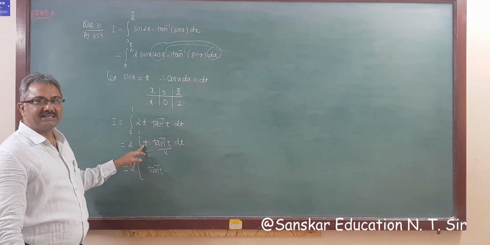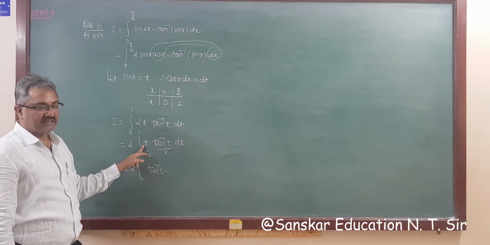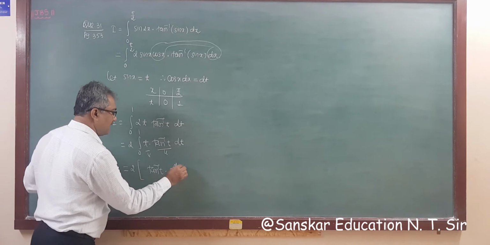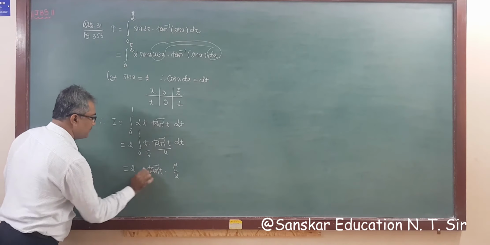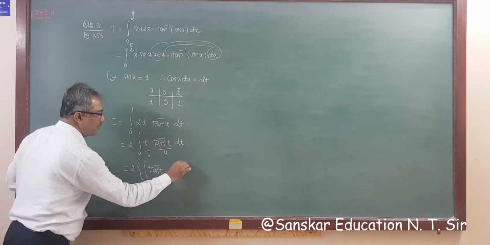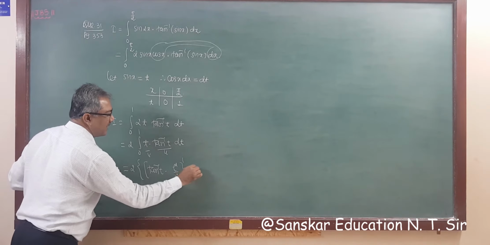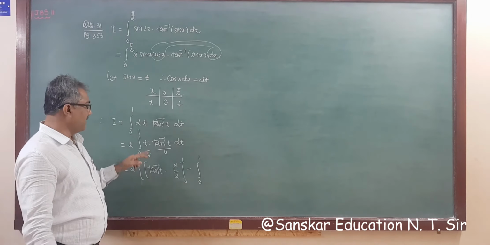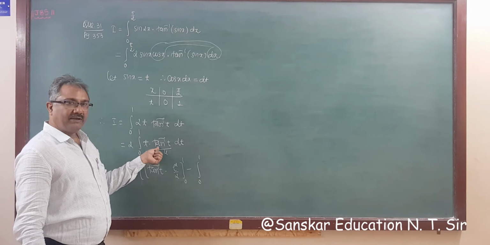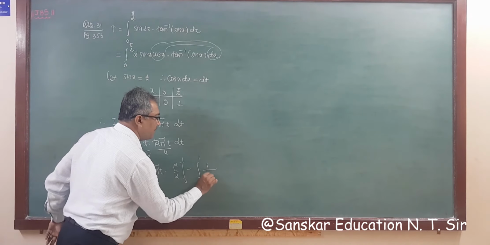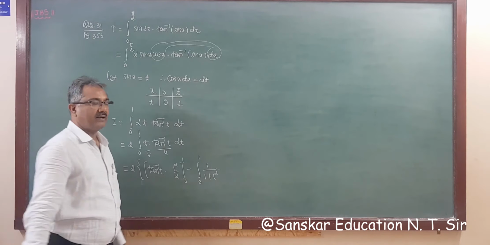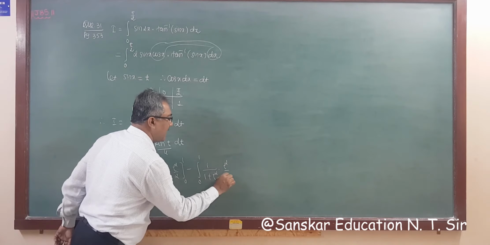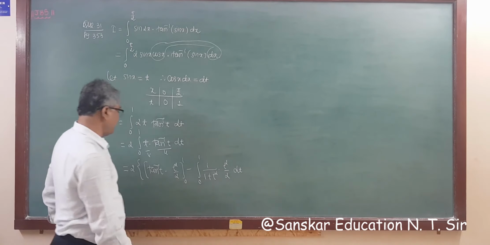Integration of t is t square by 2. So this is t square by 2 and the limit is over. So wait a minute, I have to change the bracket. So we have to put 0 to 1 here, minus integration 0 to 1. Derivative of tan inverse is 1 upon 1 plus t square. Integration of this is t square by 2 and dt, right? This is your answer.